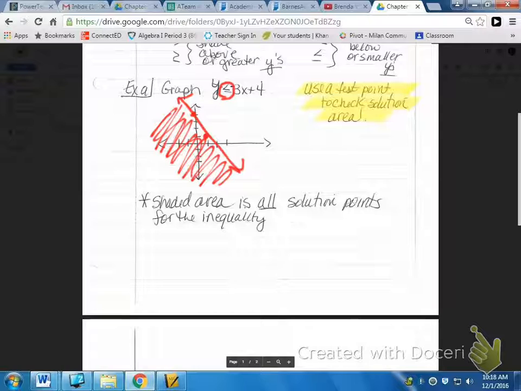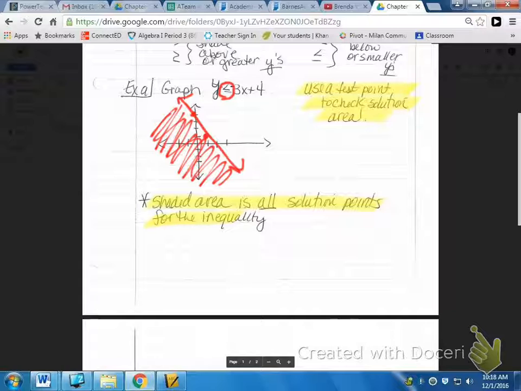Now, here's something that is really important. Use a test point to check your solution area. What's happening here is the whole area that is shaded, any point in that shaded area, you should be able to plug into that inequality, and it should come out to a true statement. You can test 0, 0, it's always the easiest. In my graph is 0, 0 in the shaded area or not shaded area? Shaded. Shaded area is the solution. See, shaded area is all solution points.